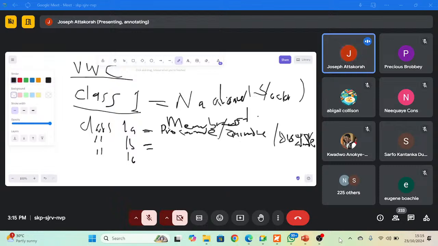Class 1B is what? Lidocaine. And what else? Mexiletine. So class 1B: lidocaine and mexiletine.